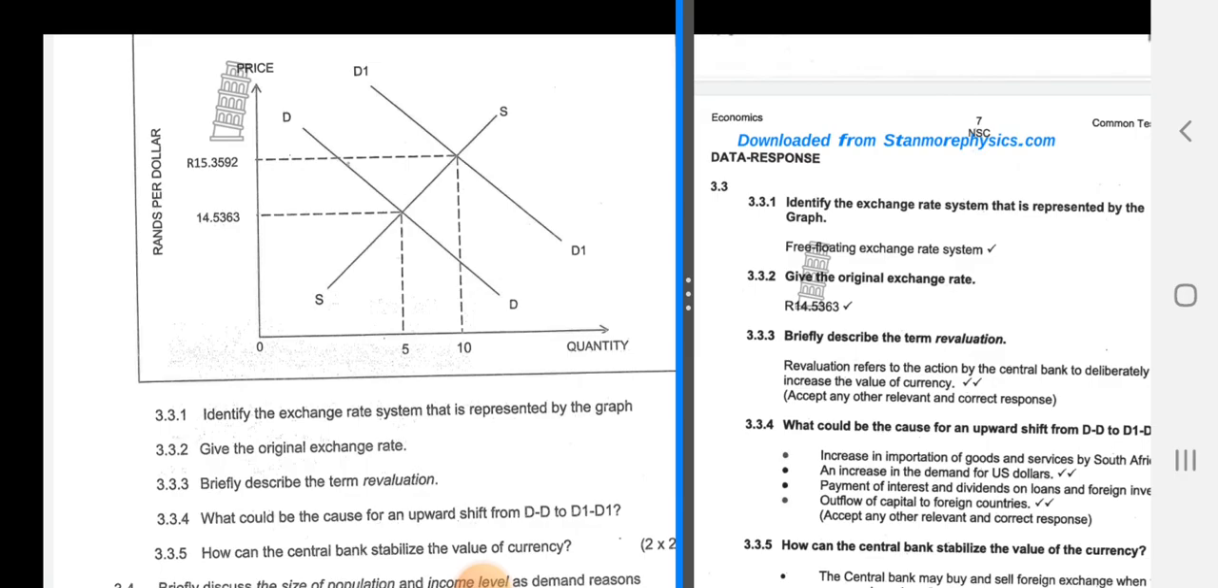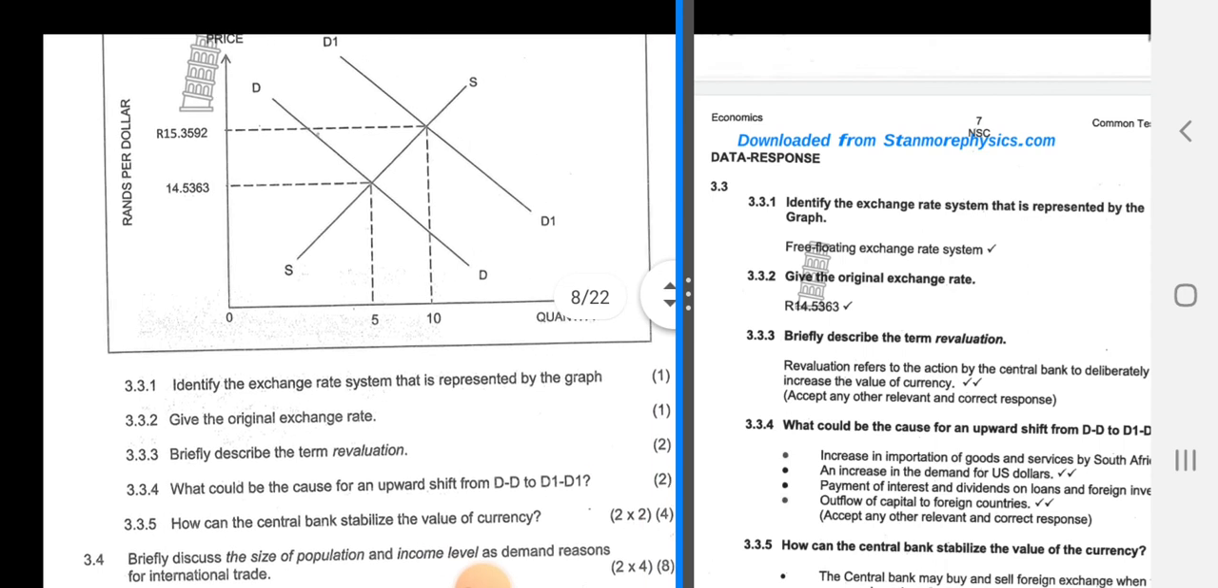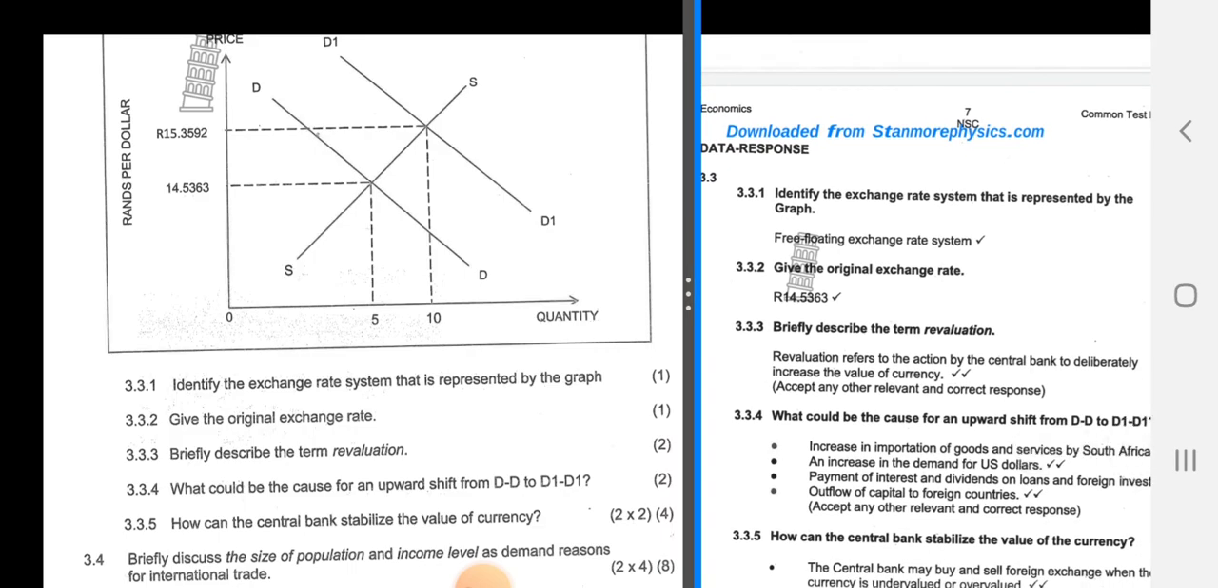Identify the exchange rate system that is represented by the graph. It's a free floating exchange rate system. Give the original exchange rate: it is 14 rand, 53 rand, 63. That is the original one. Briefly describe the term revaluation. Revaluation refers to the action by the central bank to deliberately increase the value of currency. So a revaluation is revaluing something. You can also say that it's like you are re-looking at the value of something.